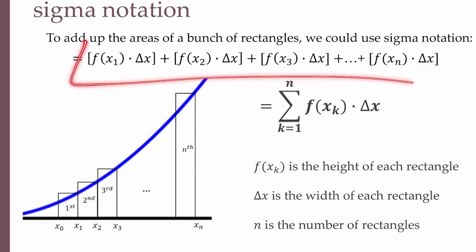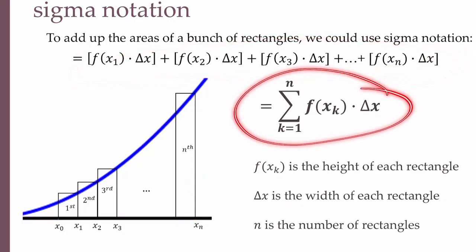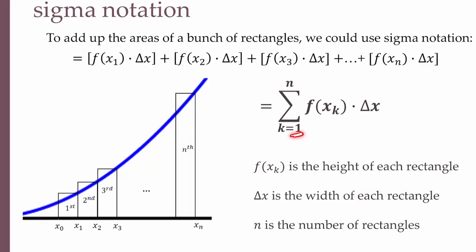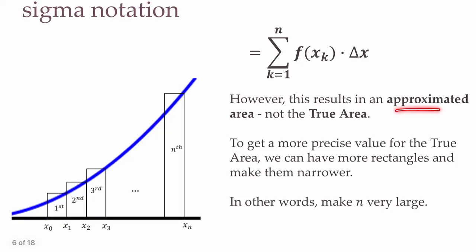You could condense all of this into using sigma notation. You can say, well, when k is equal to 1 up to n, you're just going to do f of x sub k times delta x, where f of x sub k, that's going to be your height of each rectangle, delta x is the width of each rectangle, and then n, of course, is your number of rectangles. This, of course, is still going to be an approximated area, not a true area.